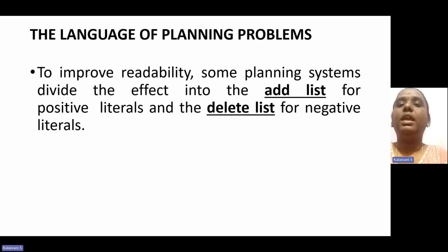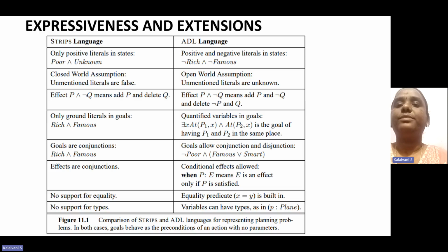So action schema generally consists of these three components. Here we can say, in order to improve better readability, or as we have already seen, expressiveness, or in order to make the planning more effective, apart from the components listed in the action schema, we can also include additional things like add list and delete list in the planning problem. Okay, so that is what is given in this slide. To improve readability, some planning systems divide the effect further into add list and delete list.